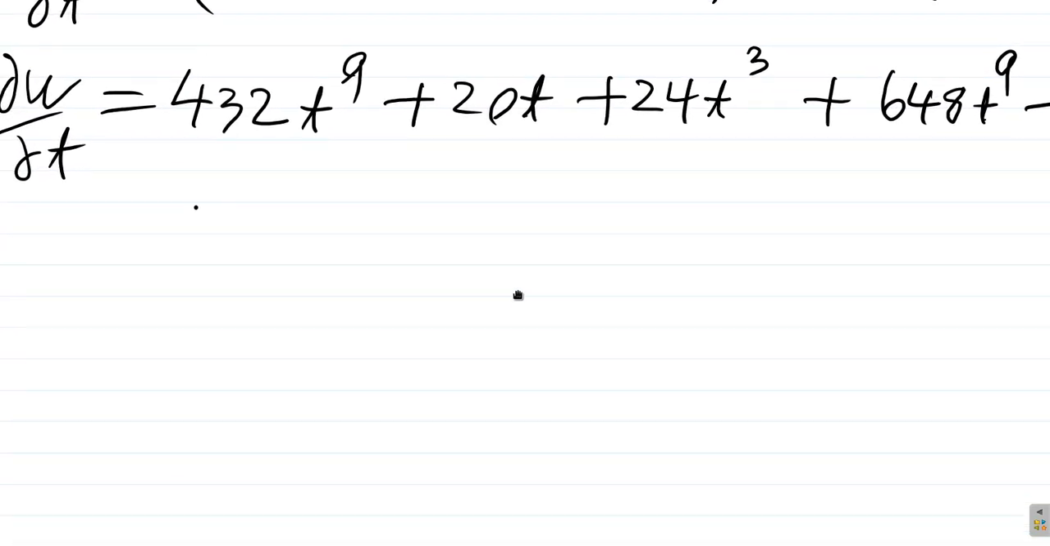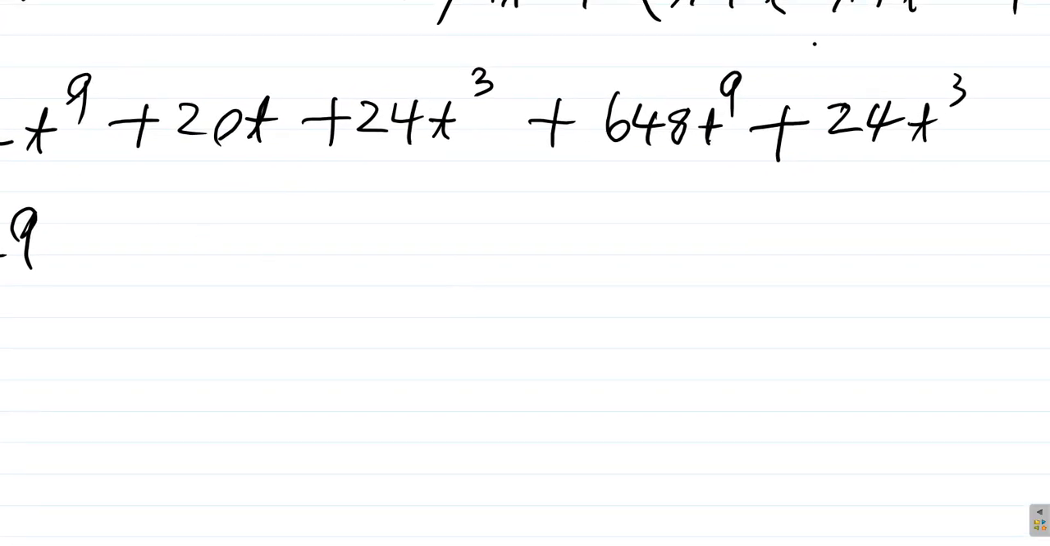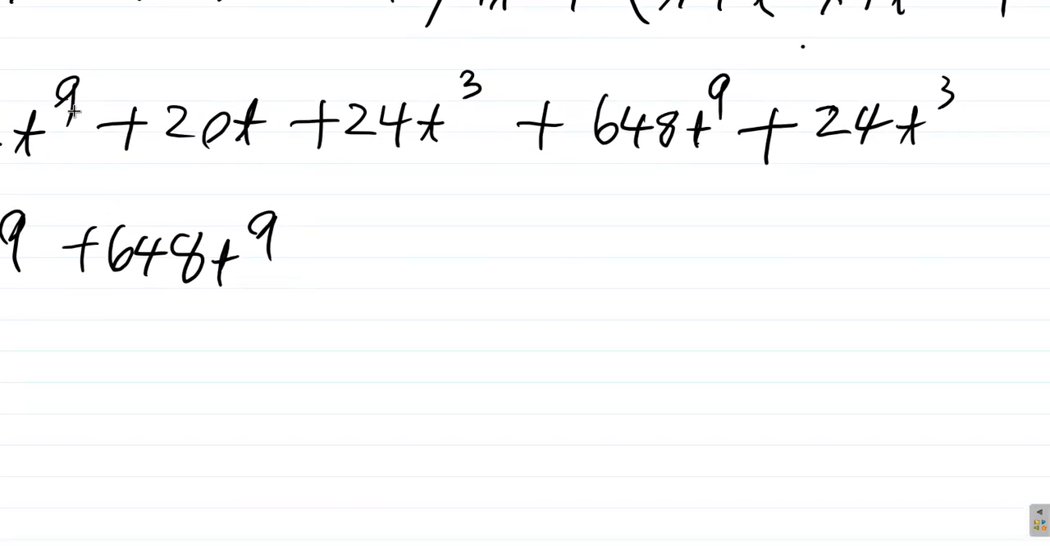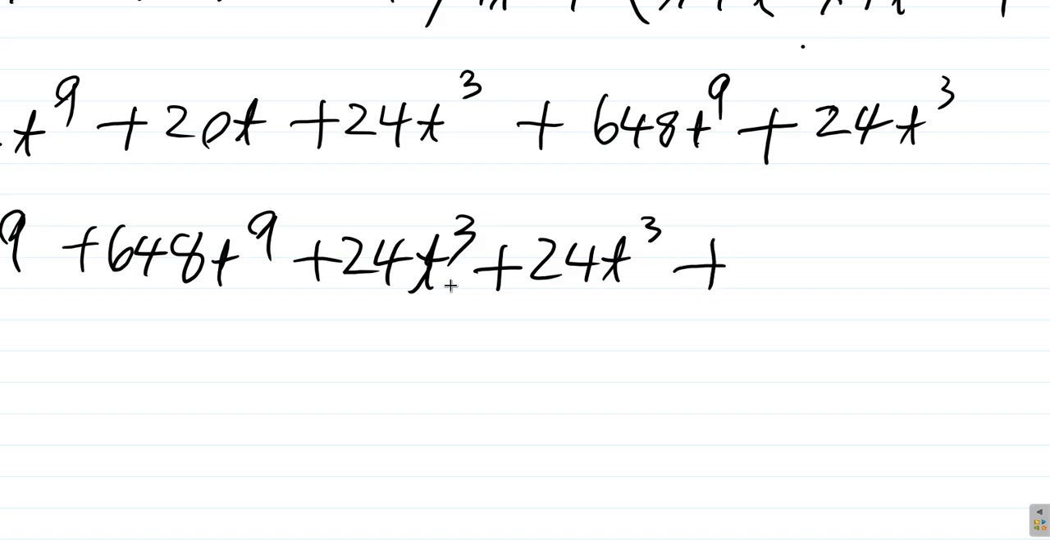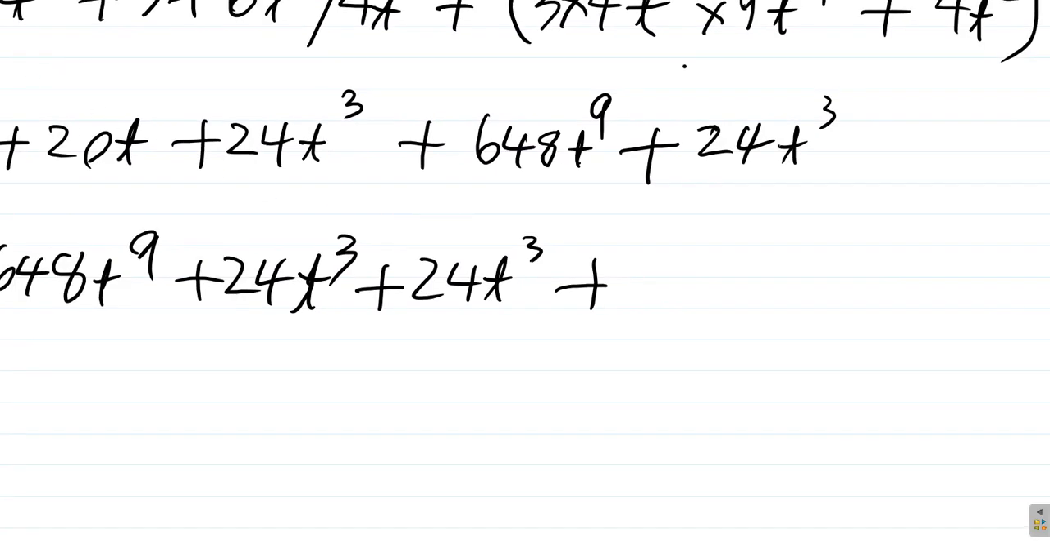Okay, we have some like terms, you know. This is equal to 432 t to the 9. Where's the other t to the 9? Plus 648 t to the 9. Okay. Next is t to the 3. We have plus 24 t to the power of 3 plus another one, 24 t to the power of 3 plus. After that we have 20t. Okay, just 20t.